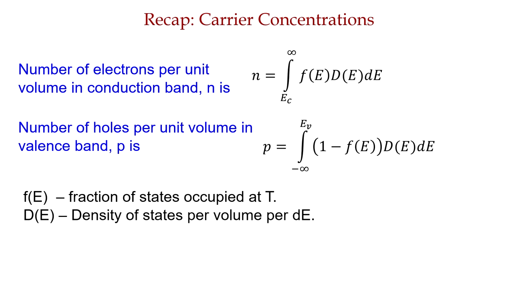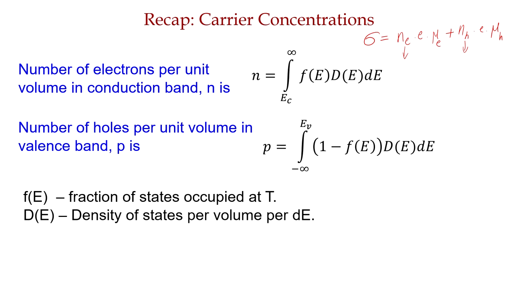So just to recap, we looked at the process to determine carrier concentrations, and this is important because when you want to determine conductivity, conductivity is a product of carrier concentration multiplied by electron charge multiplied by the mobility, and same for hole. And to determine these we need carrier concentrations in the bands.